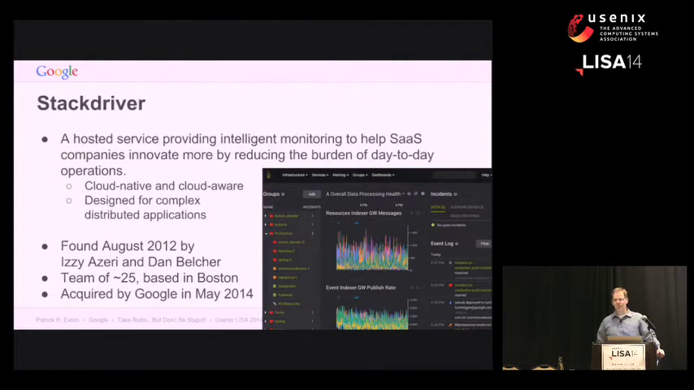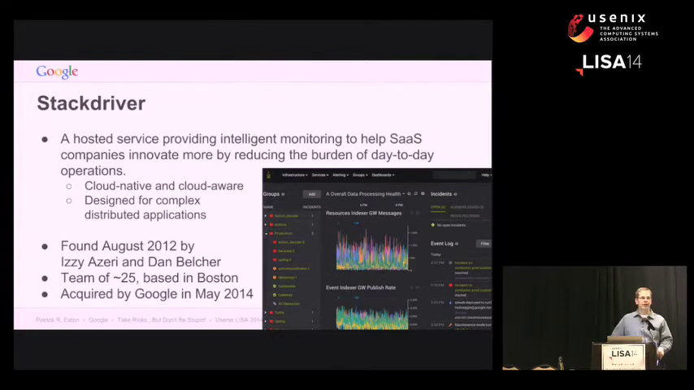So I promise this is not a product pitch, but you probably know a lot more about Google than you do about Stackdriver. So if you'll let me have a moment to give you a bit of background for this talk. Stackdriver is a hosted service providing intelligent monitoring to help SaaS companies innovate more by reducing the burden of day-to-day operations. We're basically a monitoring and availability tool for applications in the cloud.